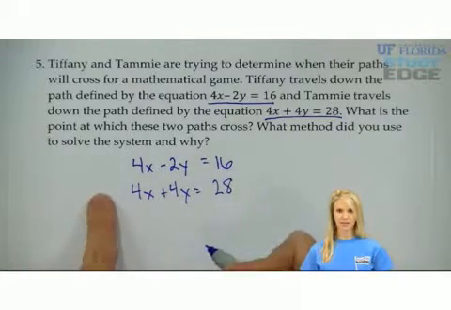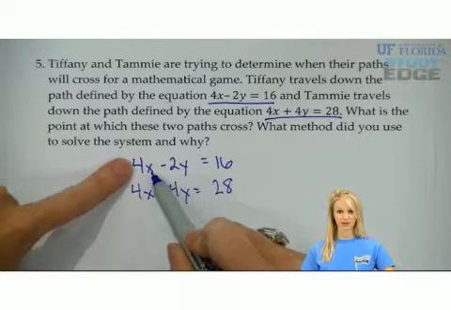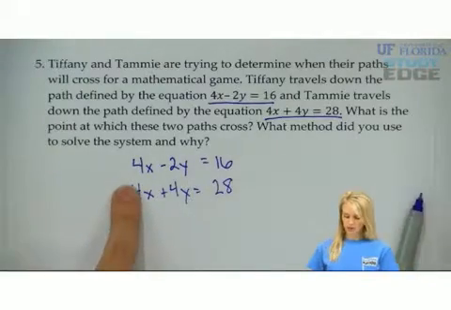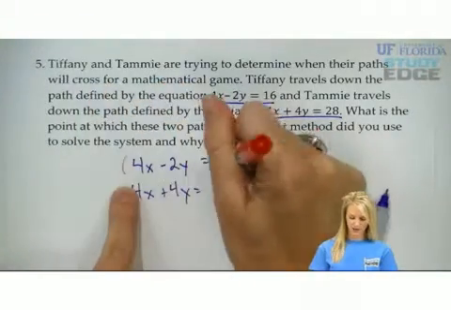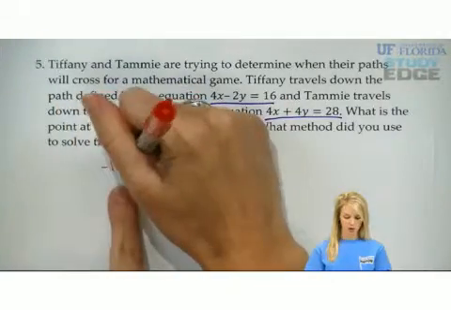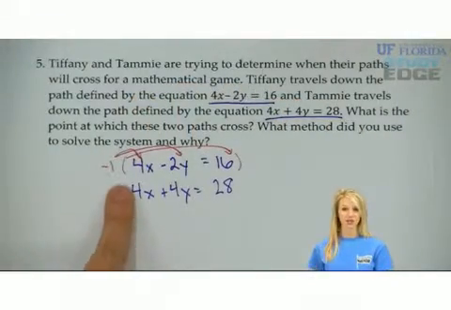Let's multiply everything by negative 1. Right, when we multiply by negative 1, what happens? That'll become a negative 4x, and a negative 4x plus a positive 4x will cancel out and be 0. So what we're going to do is multiply the entire top equation by negative 1. Everything has to be multiplied by negative 1. Well, when you multiply by negative 1, essentially what you're doing is changing the sign.